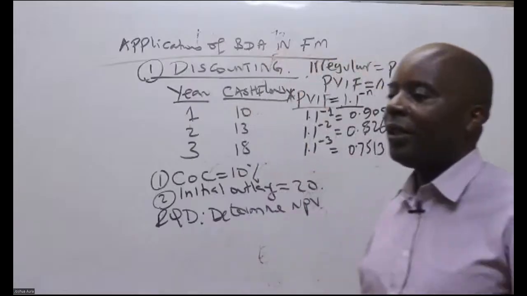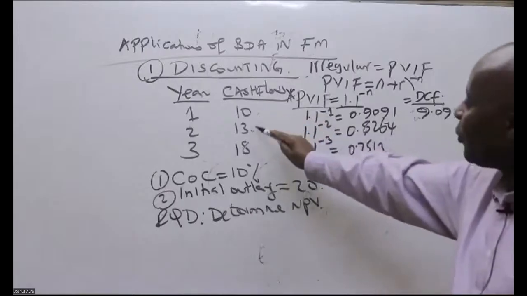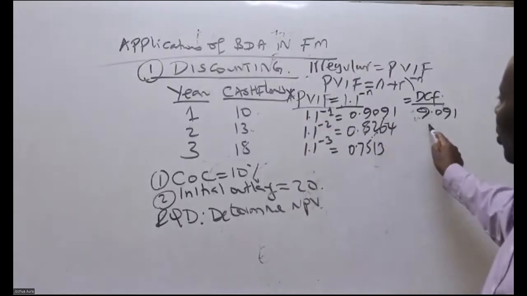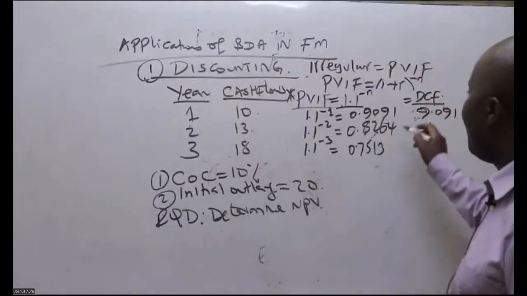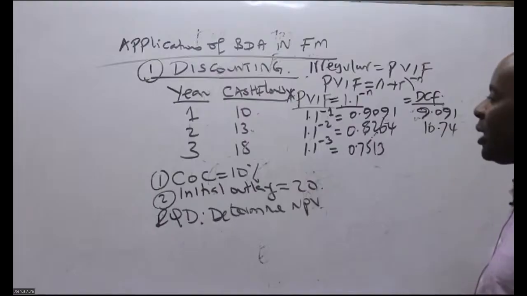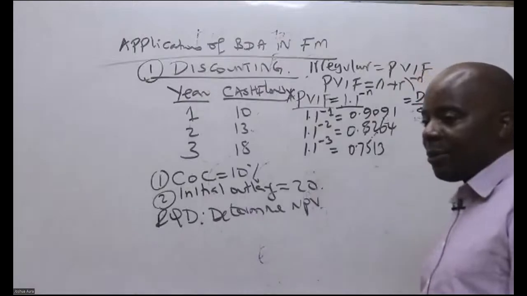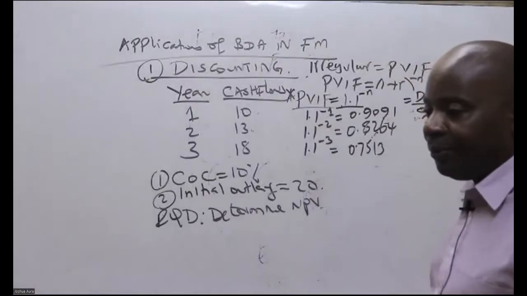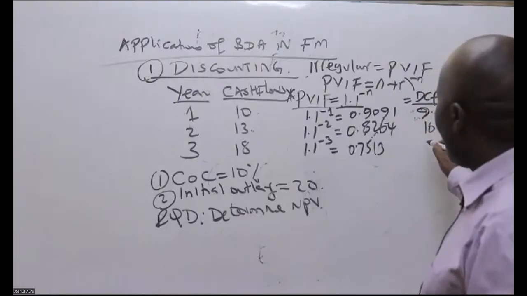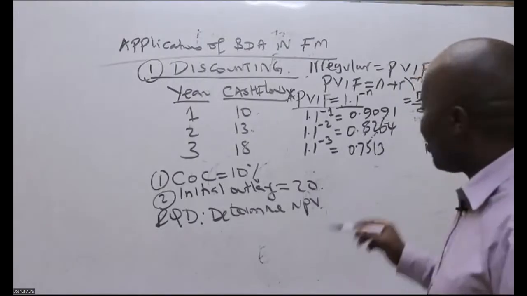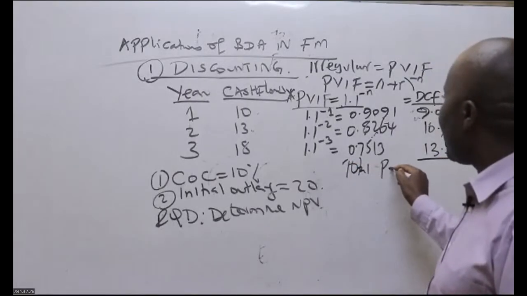Then what is the second value? The second multiple. When you take 13, the cash flow, times the discounting figure, what are we getting here? The second value, according to Patrick, is 10.74. Administrator, thank you so much. 10.74. And then I'll go to the third one. The third one, we have here 18 times 0.7513. It comes to 13.52. And then come and give us the total present value.